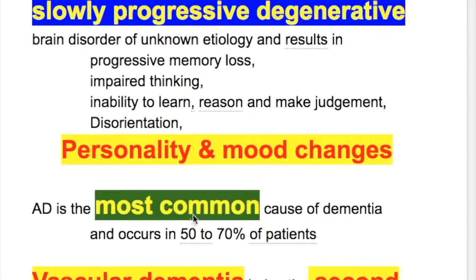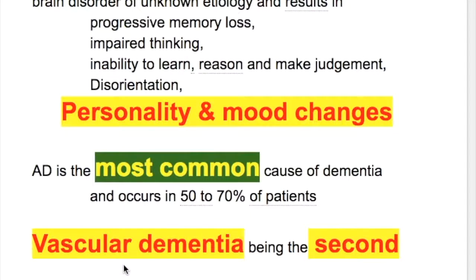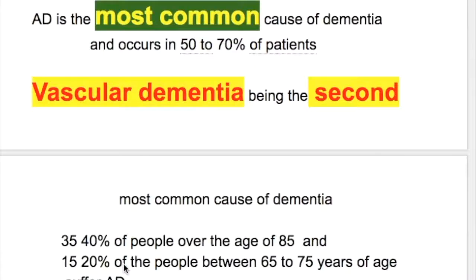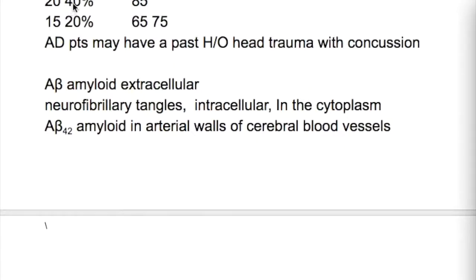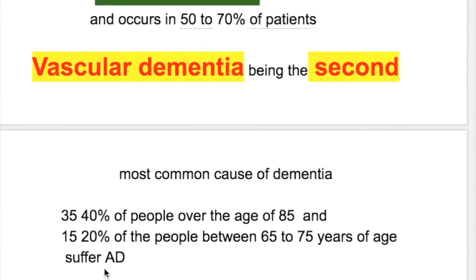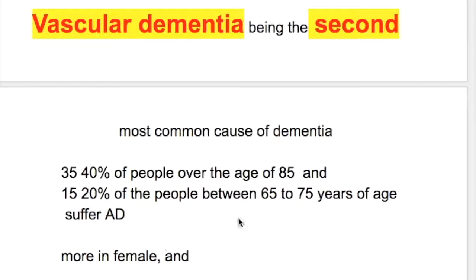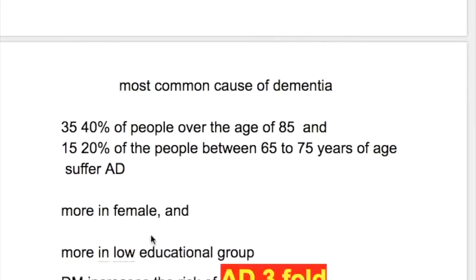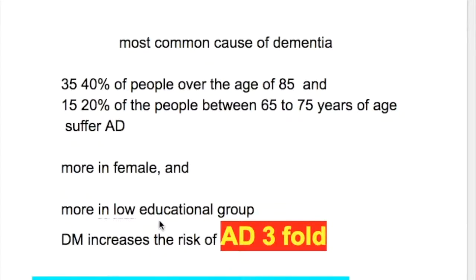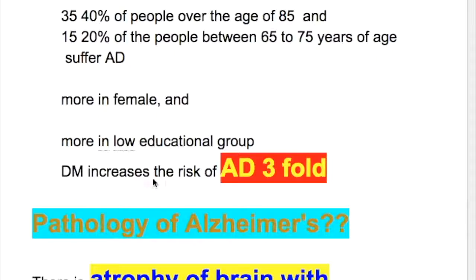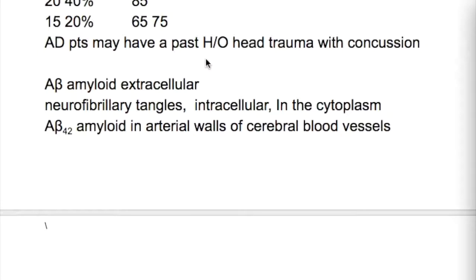Alzheimer's disease is the most common cause of dementia, and 50 to 70% of patients suffering from dementia are suffering from Alzheimer's disease. Vascular dementia is the second most common cause of dementia. 20 to 40% of people with the age more than 85 and 15 to 20% of people between 65 to 75 years of age suffer Alzheimer's disease. It's more common in females and more in low educational group. How about diabetes? Diabetes increases the risk of Alzheimer's disease by threefold. Alzheimer's disease patients may have a past history of head trauma with concussion.